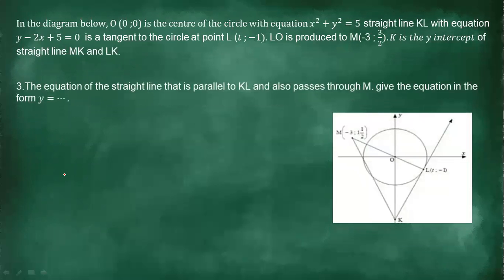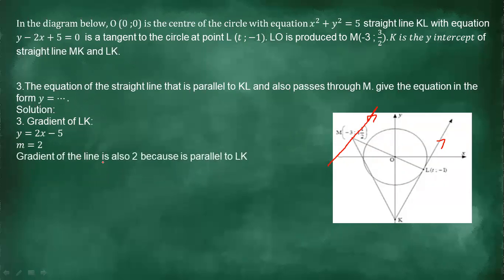Another question: the equation of a straight line that is parallel to KL and passing through M. There is a line passing through this point M and it is parallel to this line KL. Now determine the equation of that line. First we need the gradient and the point. The point we can use is point M, but what about the gradient? The gradient, let's see, is equal to 2.